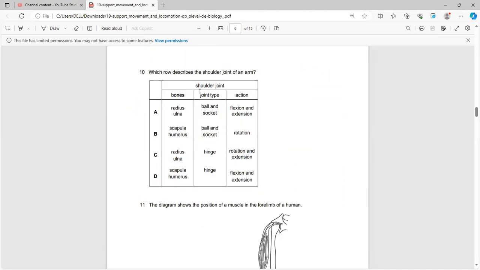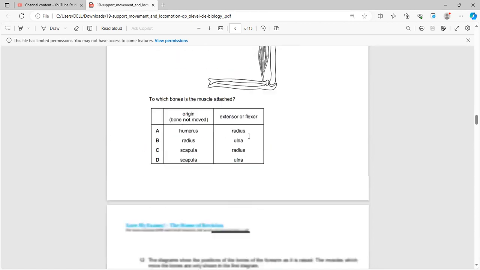In question nine, the shoulder joint. Now the shoulder joint is between the scapula and the humerus, and it is around 360 degrees rotation. It is the type of rotation which is used when, if you've seen cricket, fast bowlers bowl a delivery. They completely rotate the arm.